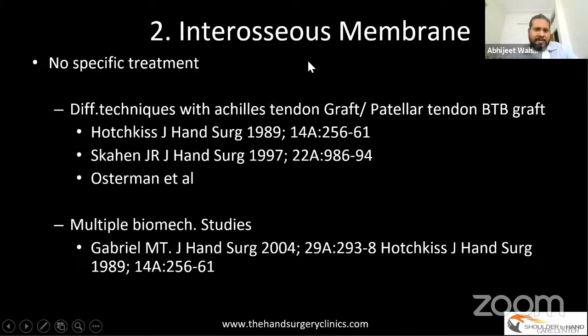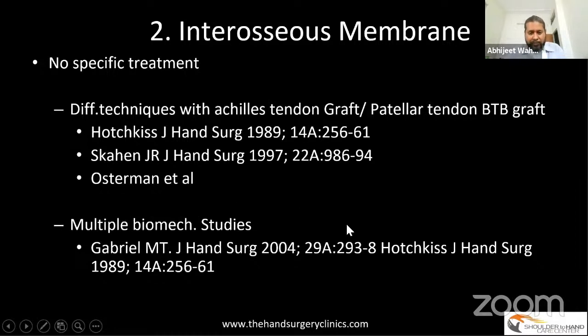Now, coming to the second aspect of the injury, and that is the interosseous membrane. What do we do about it? There is really no specific treatment for it. There have been several attempts described in the literature wherein they have tried to reconstruct the anatomy and biomechanics of the interosseous membrane. It has a Z-shaped mechanical pattern where it allows a little bit of longitudinal axial motion between the radius and the ulna. You can try to reconstruct it using an Achilles tendon graft or a patellar bone-tendon-bone graft, and they have all been described in the literature.